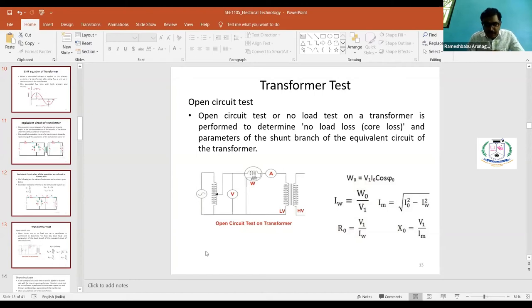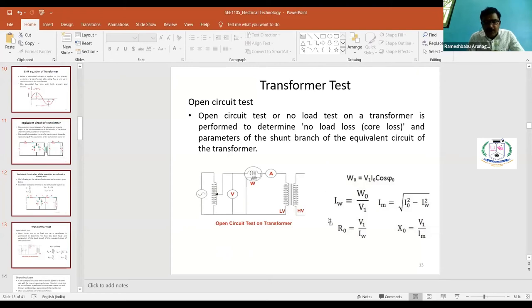Now I want to perform the open circuit test. The open circuit test is used to determine the core loss of the machine. At the same time, I can find out the no load parameters. What are the no load parameters? IW is the core loss current. IM is the magnetizing current. R naught is the core loss component. X naught is the magnetizing component. These are the components we use for the equivalent circuit of the transformer.